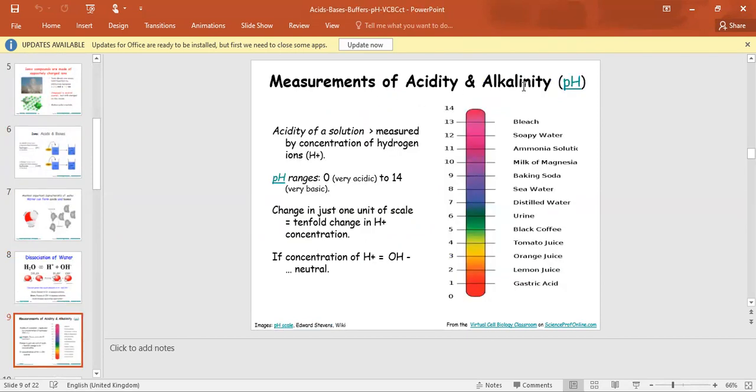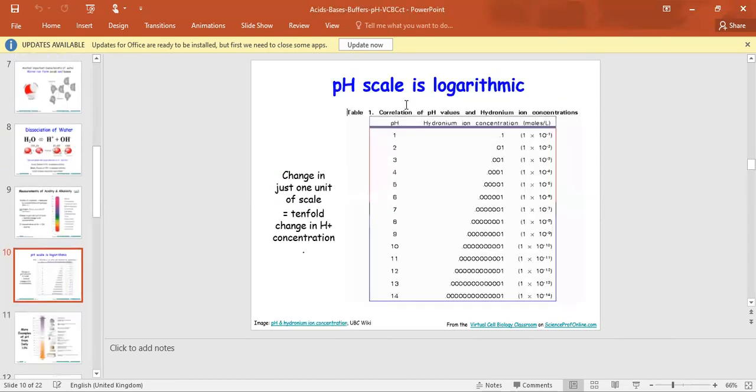Measurement of acidity and alkalinity: pH. The acidity of a solution is measured by the concentration of hydrogen ion. The pH range is 0, very acidic, to 14, very basic. A change of just 1 unit on the scale is a 10-fold change in H plus concentration. If the concentration of H plus is equal to OH minus, it is neutral. If the pH is less than 7, it is acidic. If greater than 7, it's basic. The pH scale is logarithmic.